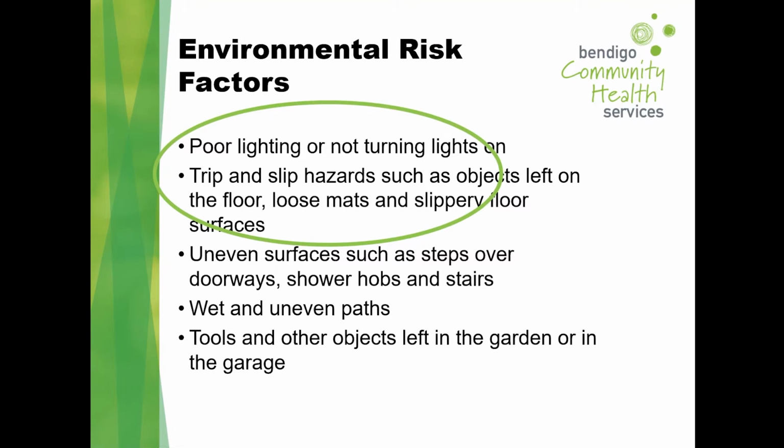Environmental risk factors can also play a part in a chance of having a fall. So these are things like poor lighting or not turning lights on, trip and slip hazards such as objects left on the floor, loose mats and slippery floor surfaces, uneven surfaces such as step overs at doorways, shower hobs and stairs, wet and uneven paths, and tools and other objects left in the garden or in the garage.